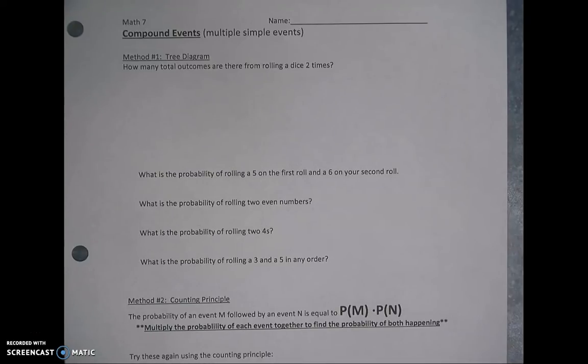Alright, so today we're going to be looking at some compound events instead of just simple events and trying to find the probability of some different things happening. So we've covered simple events, which is just a one-time event. You flip a coin once, you pick a marble once, you spin a spinner once, something like that, just one time. Compound events, just like when we studied compound shapes, it was more than one shape. So compound events are multiple simple events.